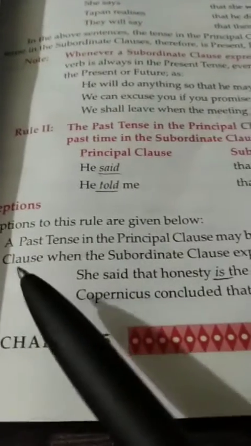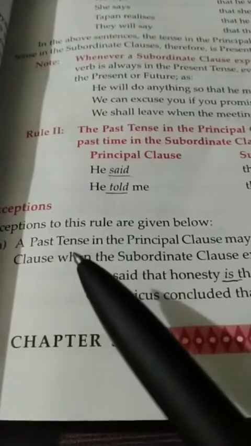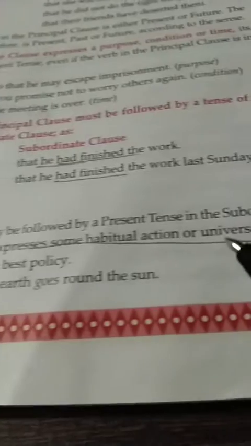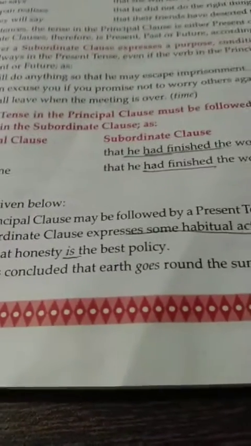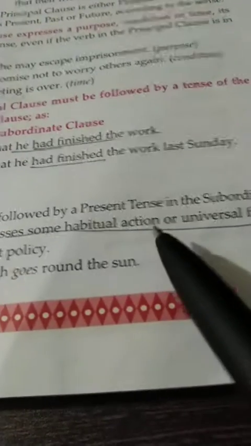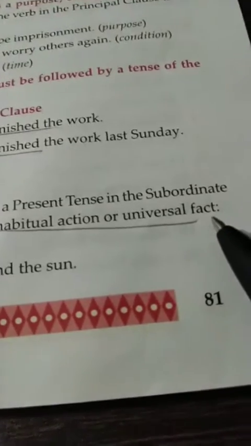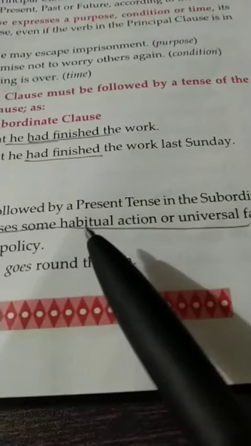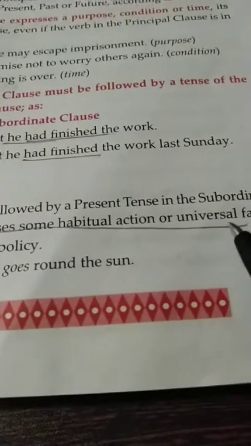Now, there are some exceptions to this rule, that is rule number 2. What are the exceptions? A past tense in the principal clause may be followed by a present tense in the subordinate clause. In which condition? When it is expressing some habitual action or universal fact.